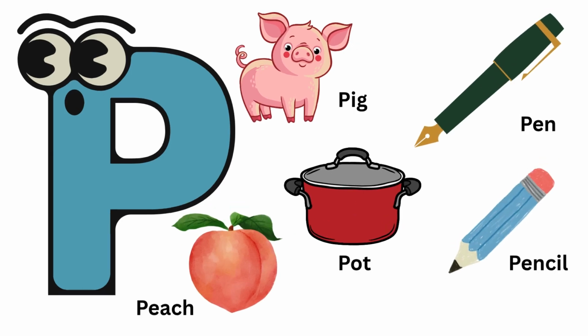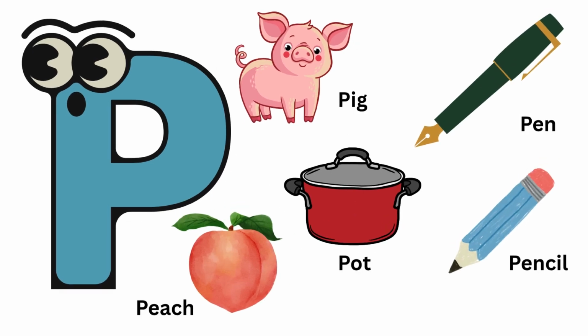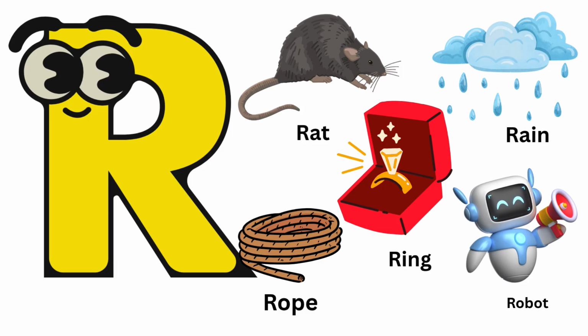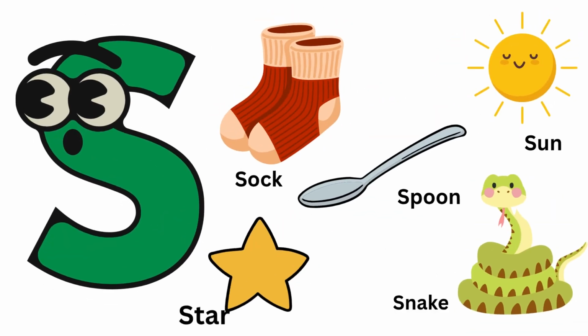P is for pig, pen, pot, peach and pencil. Q is for queen, quilt, quail, question and quiet. R is for rat, rain, ring, robot and rope. S is for sun, sock, spoon, star and snake.